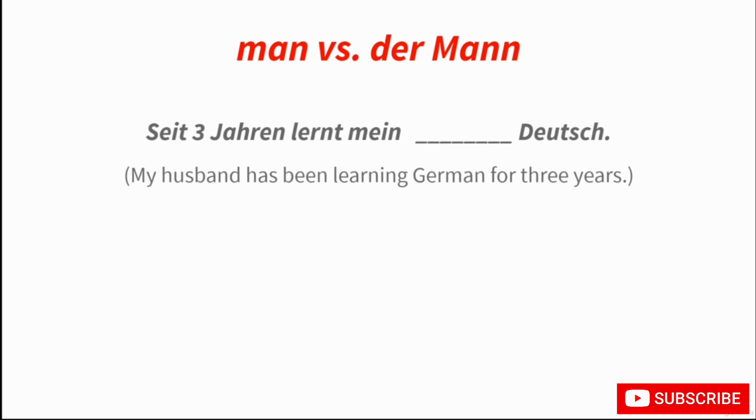Another one. My husband has been learning German for 3 years. What do you think is the answer? Mann. Why? Because we are talking about a person. That's why Mann must be used. And here, Mann also means husband. Don't forget about that.